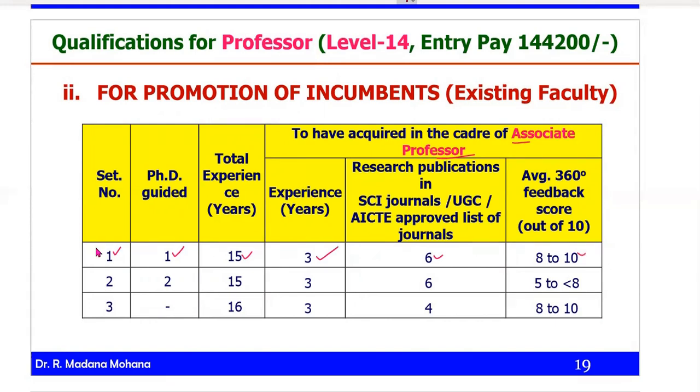This is set 1. Then set 2: 2 PhDs guided, means successfully awarded, overall experience 15 years, then at associate professor level 3 years of experience, total publications 6, then the feedback is 5 to 7. Then set 3: suppose no PhDs are guided, then overall experience is 16 years, and at associate professor 3 years. This is common for all sets.